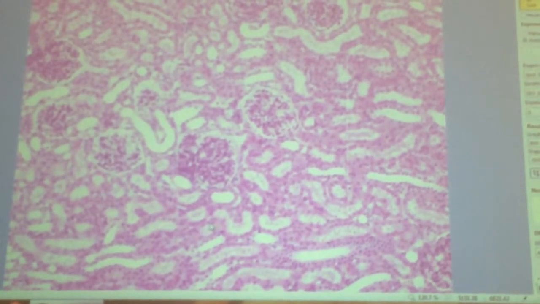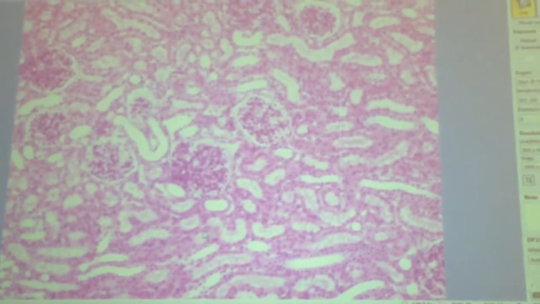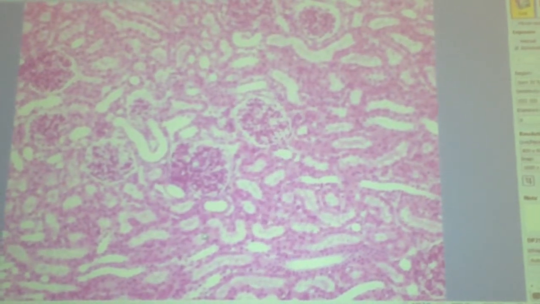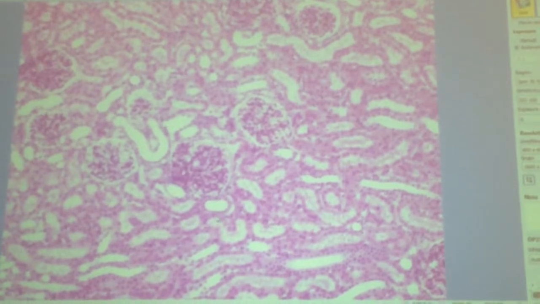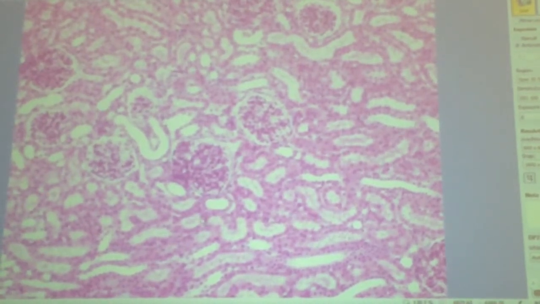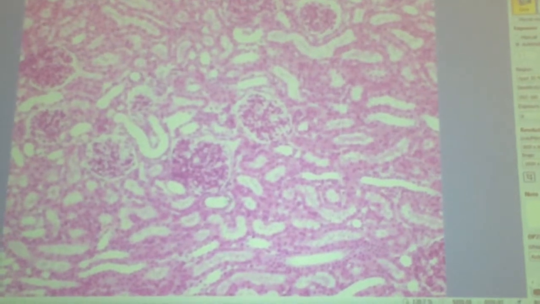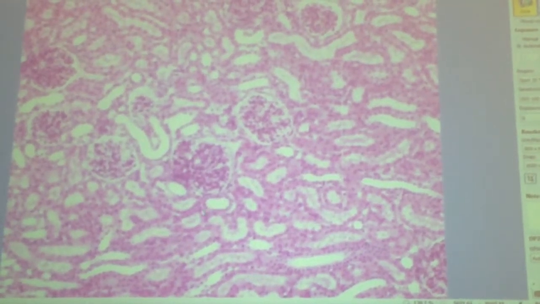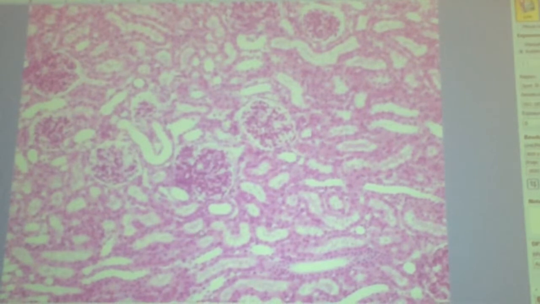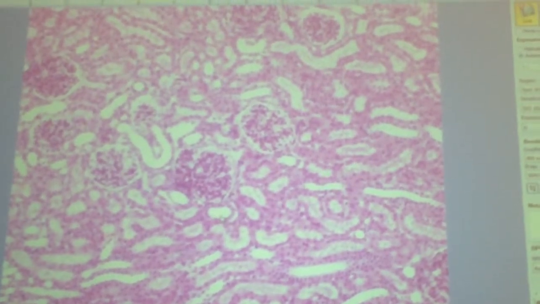Can you see the difference between this structure here and, let's say, this structure here? Okay. This one looks really fuzzy, and this one has a nice clear lumen, right? Which makes this what? Proximal convoluted tubule, and this is the distal convoluted tubule.